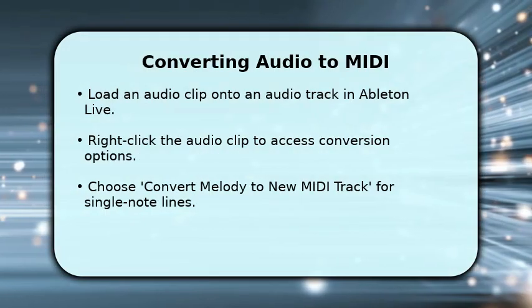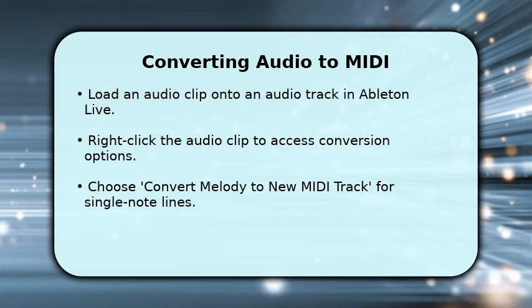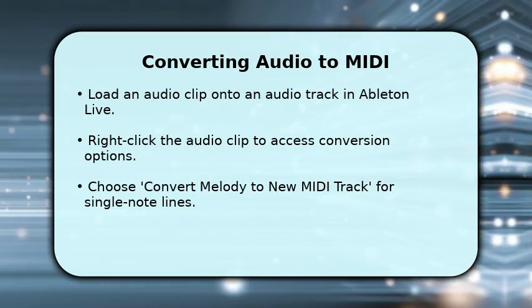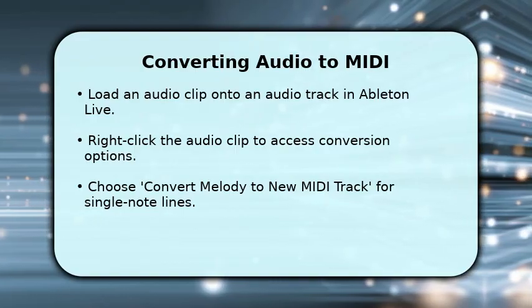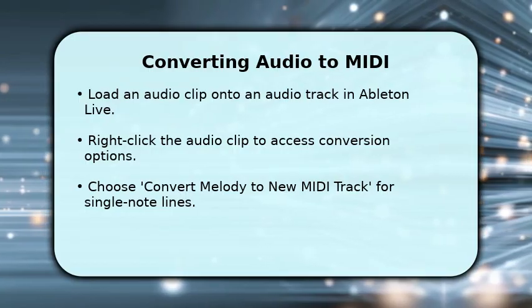To begin, simply load your desired audio clip onto an audio track in Ableton Live. Once your audio is in place, right-click on the clip to reveal several conversion options. If your sample contains a single-note line, choose Convert Melody to New MIDI Track.